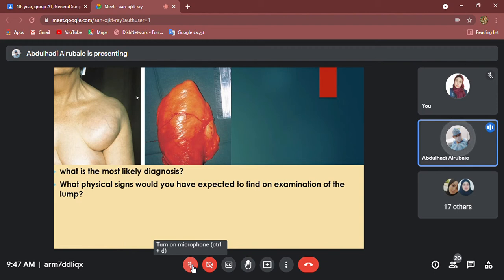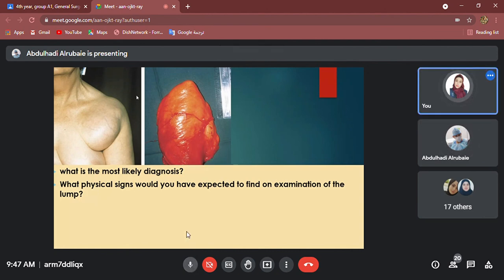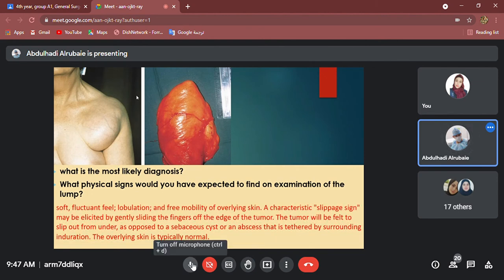What is the most likely diagnosis? And what physical signs do you expect to find on examination of the lump? We have another suggestion. Maybe the axillary tail. Okay, but it seems the one who said lipoma is right. Very good. It is soft.